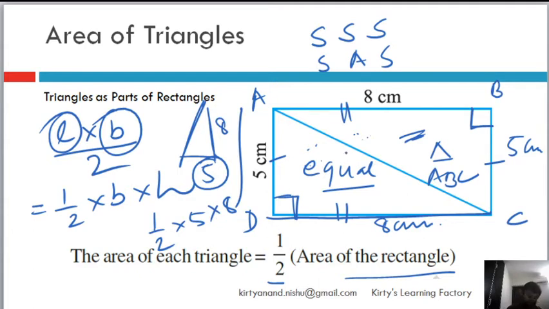Now you might question me saying that this is a right angle triangle. Yes. So know that it's true for all triangles, but yes, we've proven it for the right angle triangle. At least for right angle triangles, you now know that it is half into base into height.